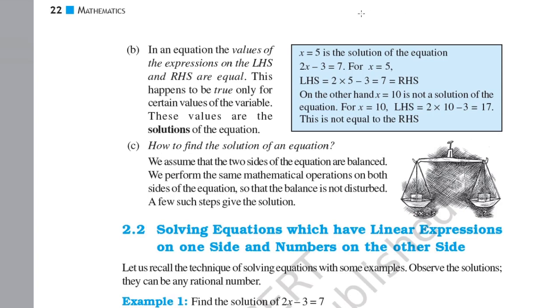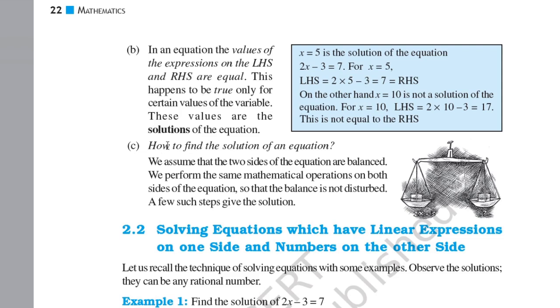You can see x is equal to 5 is the solution of the equation. When we put x equal to 5, you get 2 into 5 is equal to 10, minus 3 is 7. So 7 is equal to 7, LHS is equal to RHS. So it is correct. On the other hand, if we put x equal to 10, it becomes 20 minus 3 is equal to 17. 17 is not equal to 7. So you can see this is not equal to the right hand side.